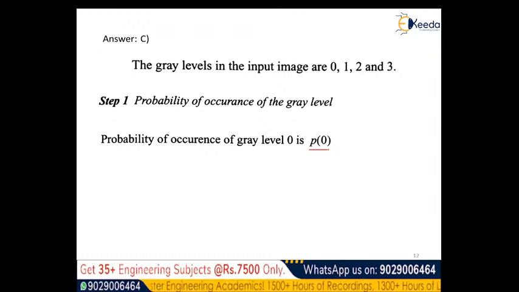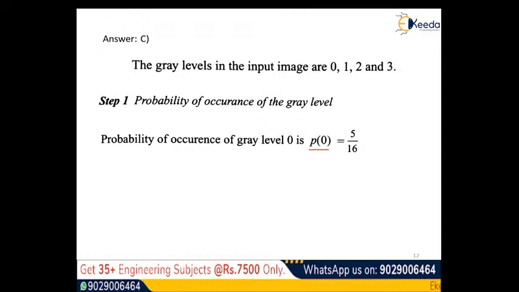You will see in the first column there are 3 occurrences, and in the first row, after excluding one common entry, we have 2 more. So in total we have 5 entries. So the probability of occurrence of the gray level 0 is represented as 5 divided by 16.